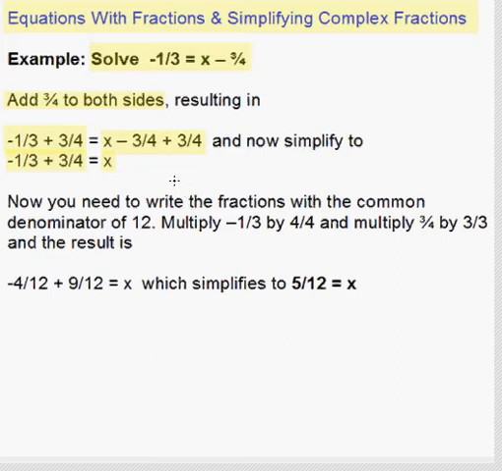To combine negative 1/3 and 3/4, we need a common denominator of 12, since 12 is the least common multiple of 3 and 4. We can turn negative 1/3 into twelfths by multiplying by 4 over 4, and we can turn 3/4 into twelfths by multiplying by 3 over 3. We do this, and we get negative 4 twelfths plus 9 twelfths. Now we can add these two fractions with the same denominator together to get 5 twelfths. So we have 5 twelfths equal x, and that's our solution.